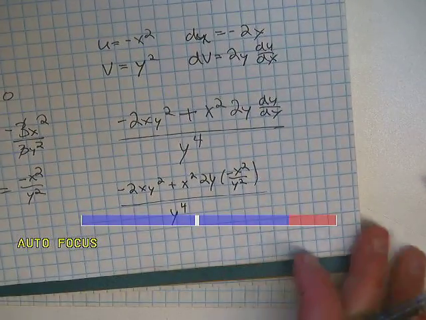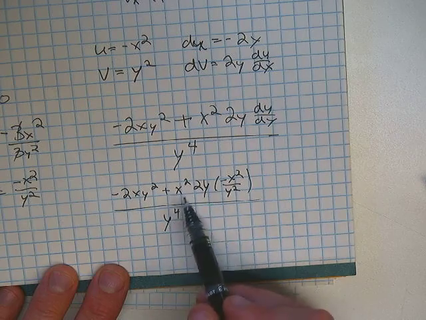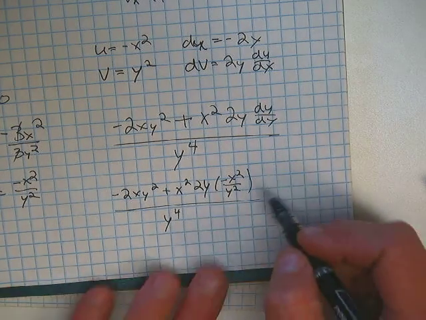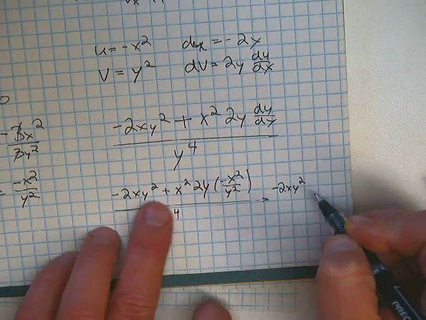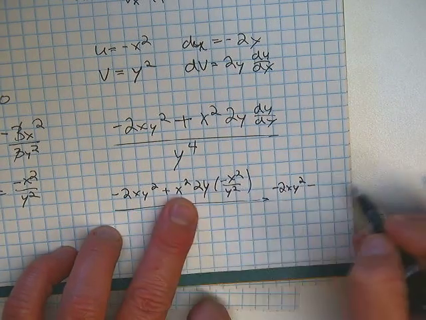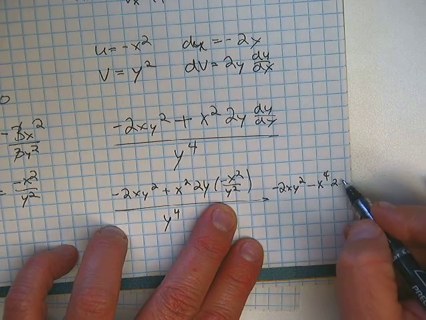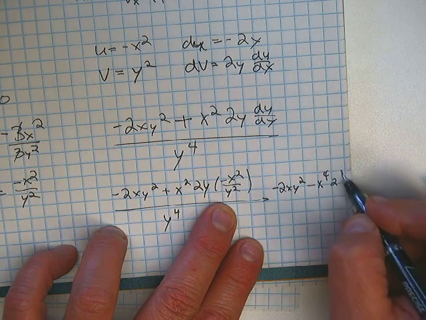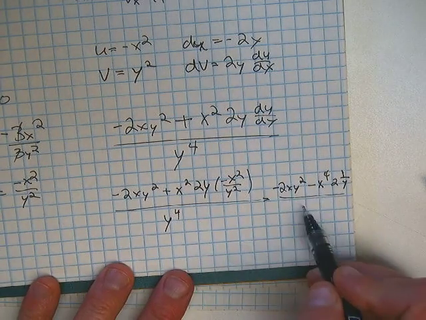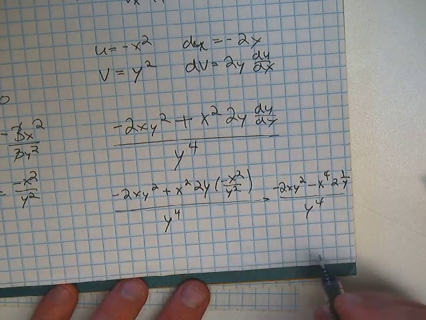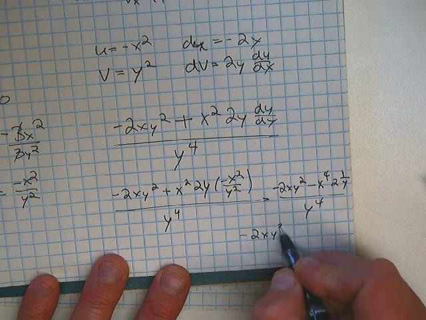Now, for a free response question, yes, we can be done right there, but this is going to be a multiple choice answer, so we're going to simplify this a little bit. Nothing changes here. Right here, we're going to multiply this y squared through. This becomes negative 2xy squared minus, because of this minus sign, x to the fourth times 2 times 1 over y, because those y's cancel out.